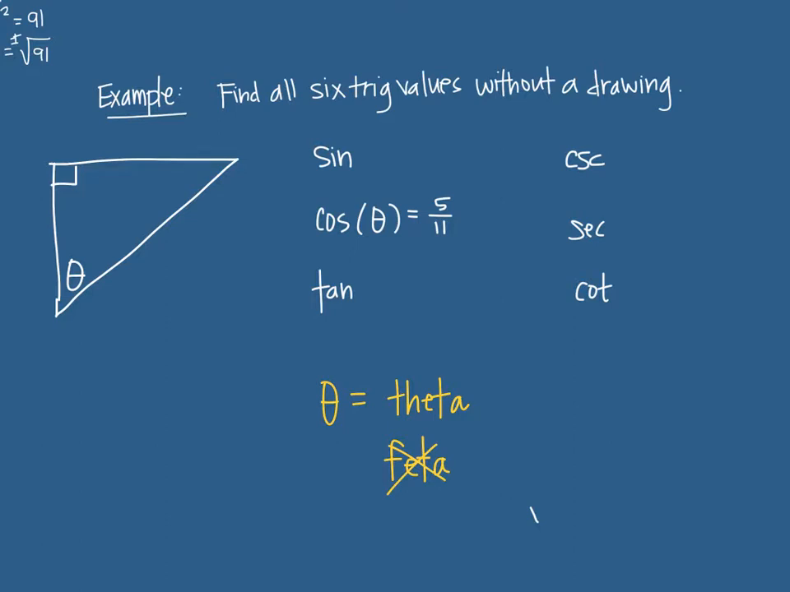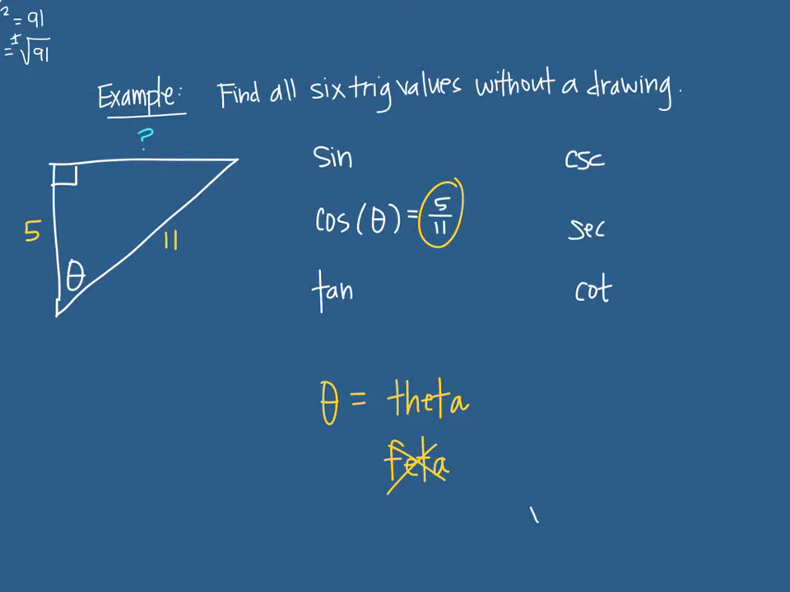Cosine is 5 over 11. That's the CAH. That's the adjacent and the hypotenuse. So this fraction right here clues me in to how I can start labeling my drawing. 5 has to be put on the adjacent side. 11 has to be put on the hypotenuse side. And so I'm going to put 5 here adjacent, and I'm going to put 11 here as my hypotenuse, which means I just need to figure out the mystery side b of my triangle right there using Pythagorean theorem.